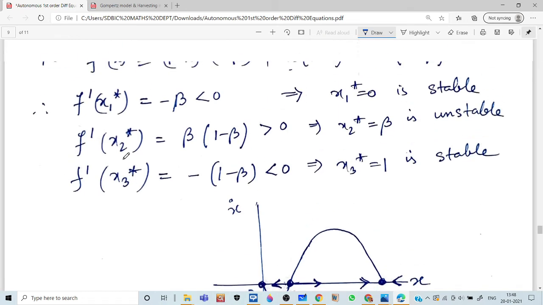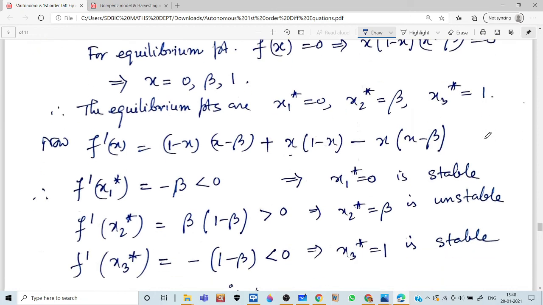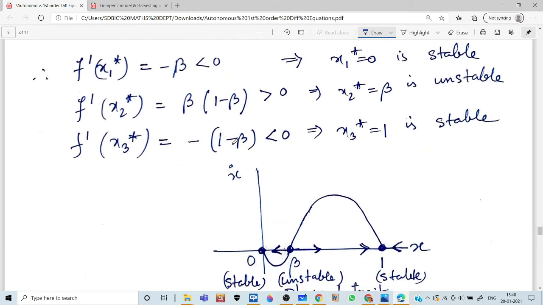And the third case, f dash at x3 star, meaning 1. The first term is 0 because of the factor 1 minus x, and the second term is also 0 due to the presence of 1 minus x. So only from the third term, put x equal to 1, so minus 1 times (1 minus beta), so this is minus (1 minus beta).